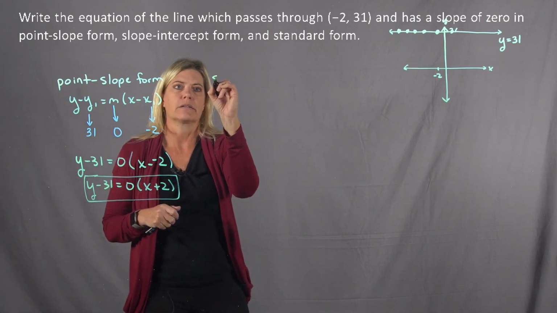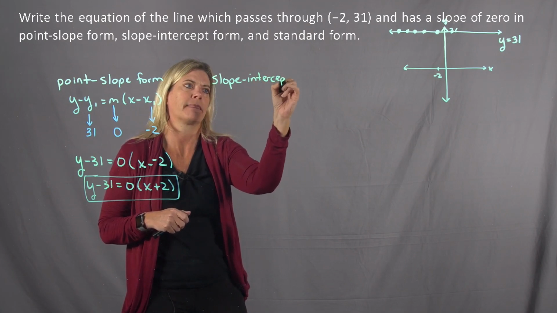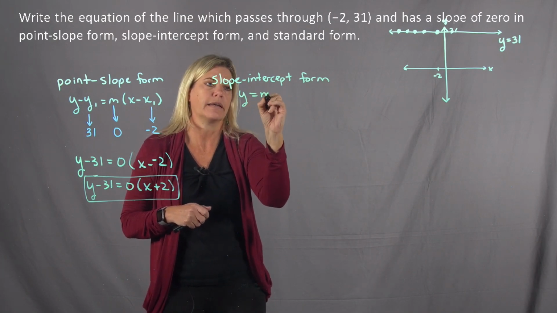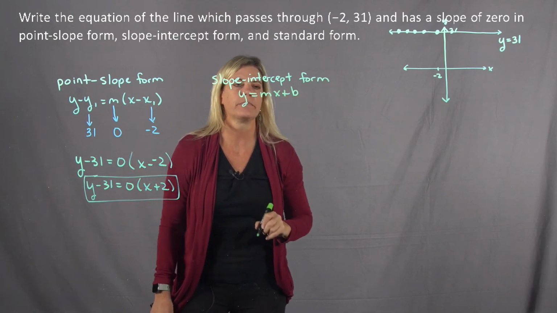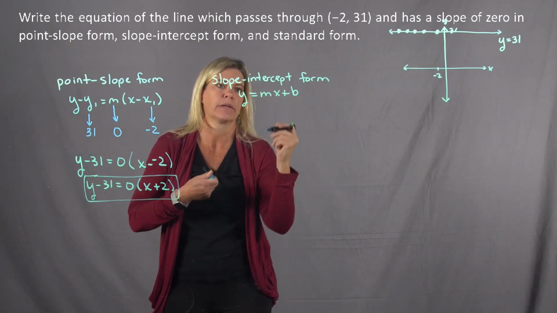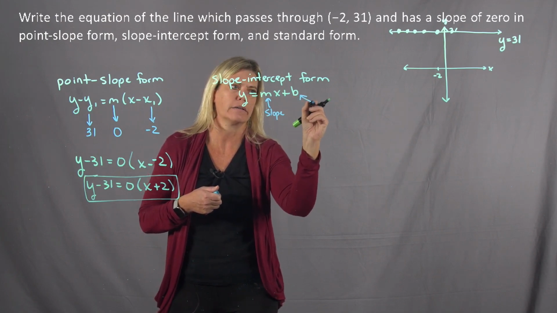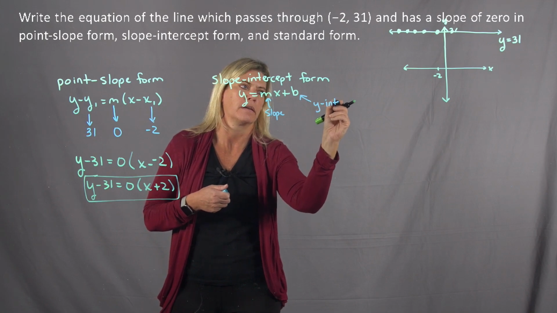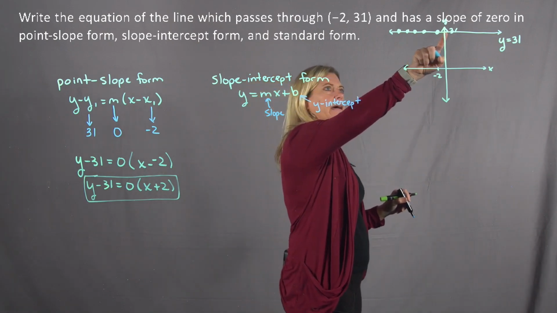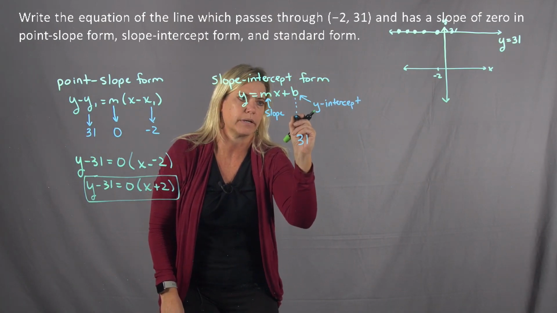Now let's write it in slope intercept form. So this one is y is equal to mx plus b, where m is your slope and b is the y-intercept here. Just write a little note here, slope, this is the y-intercept. All right, and let's look at our graph. The y-intercept is at 31, right? So we've got b here is 31.